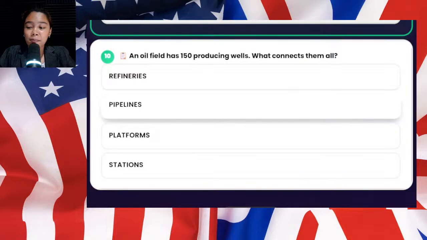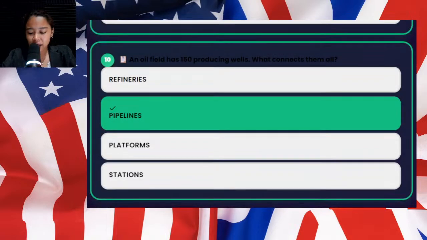That is the pipelines. Now, that is not refineries because refineries is more about refining the crude oil or the raw oil. So it's not about connecting the different wells, because refineries work on their own. Platforms is also not the answer because, remember, a platform is a large offshore structure from which wells are drilled, produced, and maintained. So it's still a location or a place.